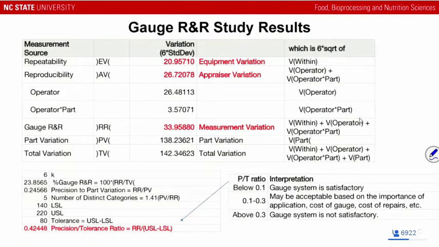Okay, and then we use this guideline here where we're going to compare the precision, I'm looking at the bottom left here, to the tolerance ratio, which is going to be the R&R, this gauge R&R number, divided by the specification limits. Depending on whatever that ratio is, like in this case it's 0.42, we're going to say that gauge system is not satisfactory because it's above 0.3.